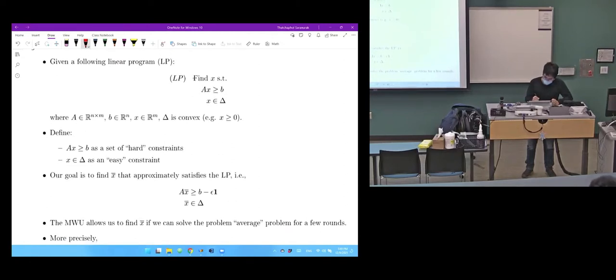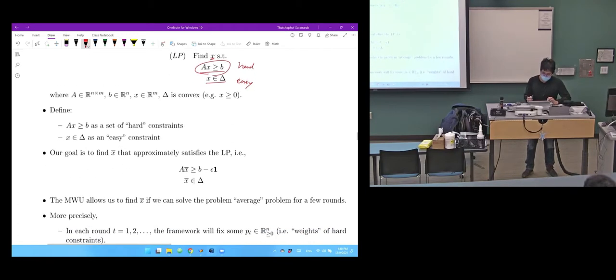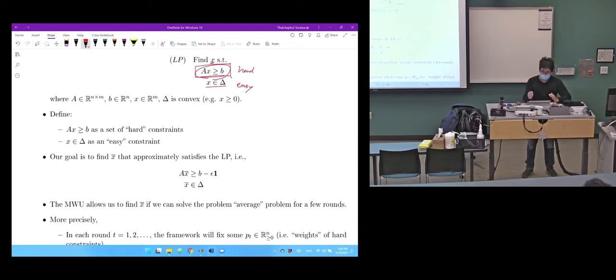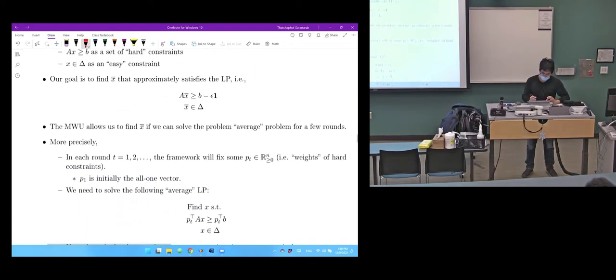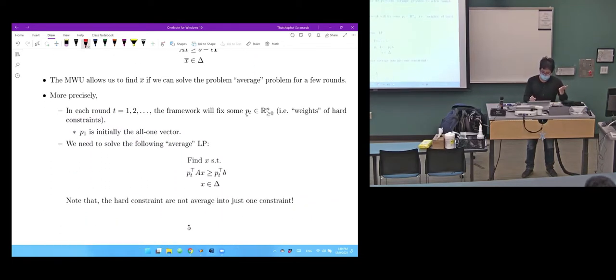Think of any LP where you want to find x such that this is true. You think of this as hard, and this is easy. What is nice about multiplicative weight update is that it allows you to basically collapse all the hard constraints into one. That is, there will be rounds, and in each round, the framework will give you a vector that is a weight for each hard constraint, and then it does a weighted average of all these hard constraints into one, and you just need to solve this problem.